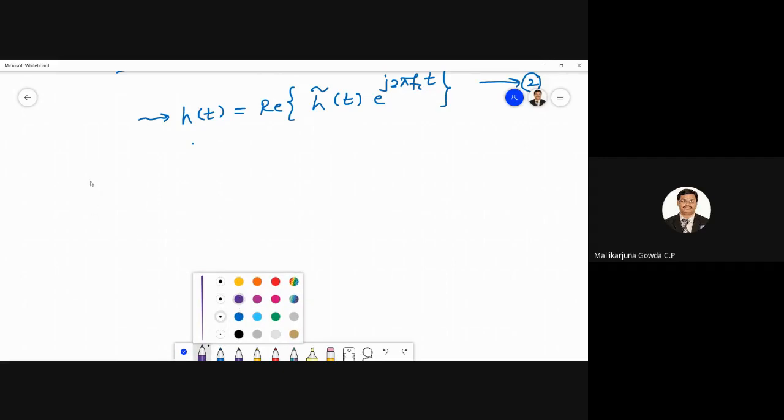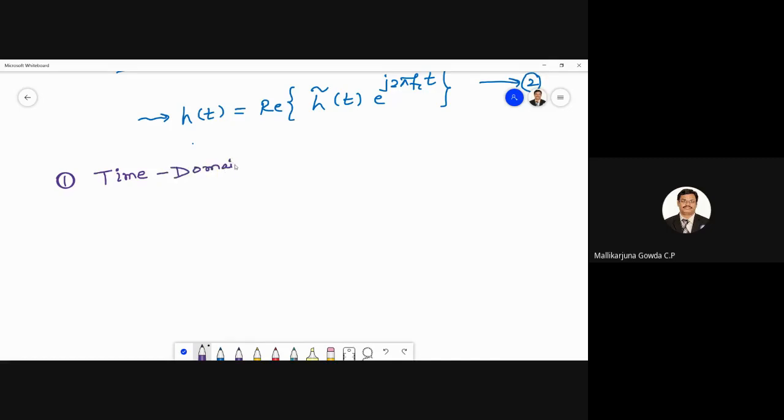I said there are two procedures. The first one is the time domain procedure, so let me start with the time domain procedure. Let me consider the signal x of t, where x of t is the output signal of the bandpass system. Meaning if I consider a system, this is my bandpass system.